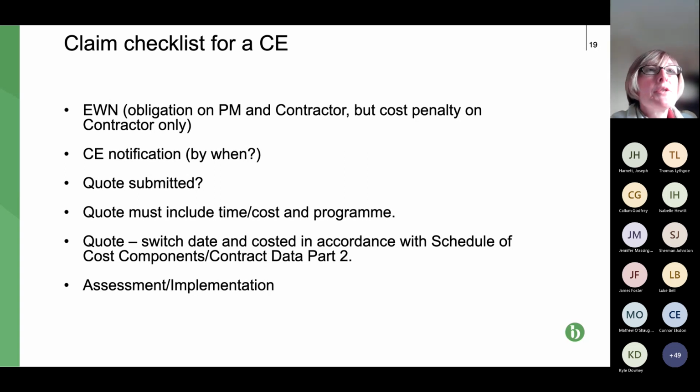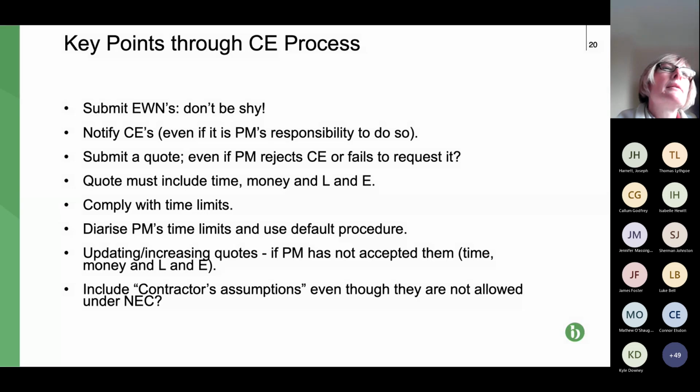What contractors sometimes do is claim the sums that they've put in their quotes, even if it's not been implemented. But you just need to be careful in your adjudications and make sure that you make a claim for a particular issue, that it is a CE and that the sum is due and that it should be paid in that case. So next slide, please. So I think this is just another summary.